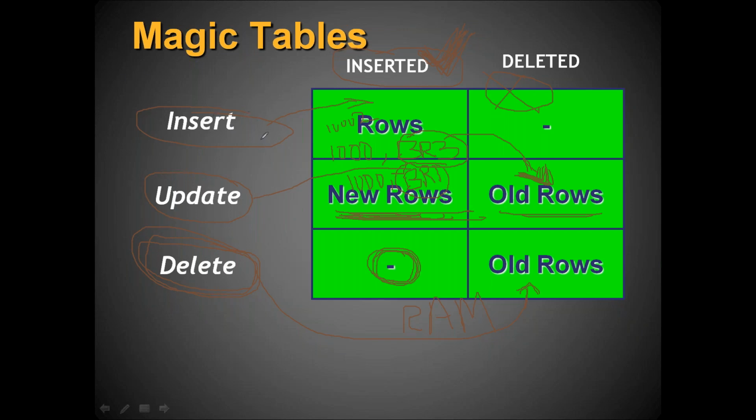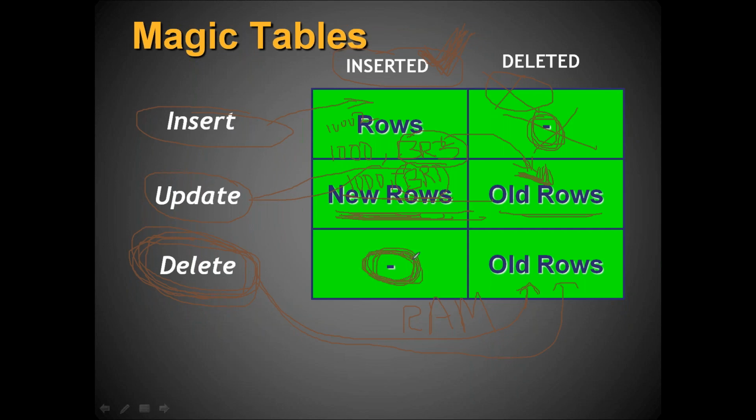When you insert, it goes into the inserted table; it is not going to do any delete. When you update that record, whatever old data you have is going to move into the deleted table as old rows and old records, and the new updated data will come into the inserted table. When you do some deletion, the old rows are deleted, not the new rows.